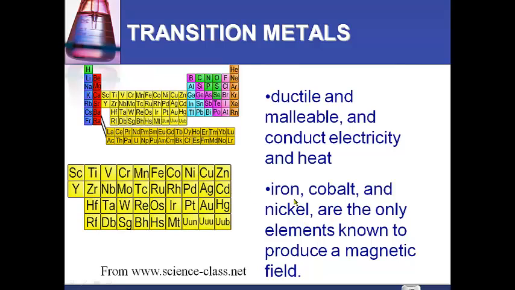Things like iron, nickel, cobalt, gold here, Au is a transition metal. This Fe is iron. Many of the ones, nickel is right here, Ni. So many of the metals that we normally use to make things are transition metals.